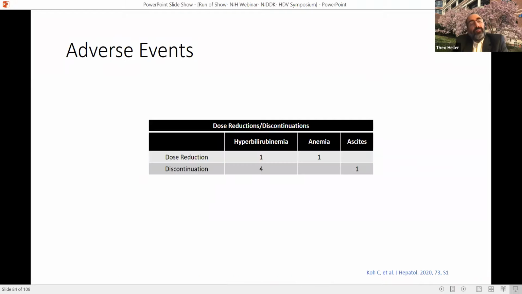Next slide, please. And here, 1 patient had dose reduction because of hyperbilirubinemia and anemia, and 4 patients were discontinued due to hyperbilirubinemia, and 1 of which also had some ascites.